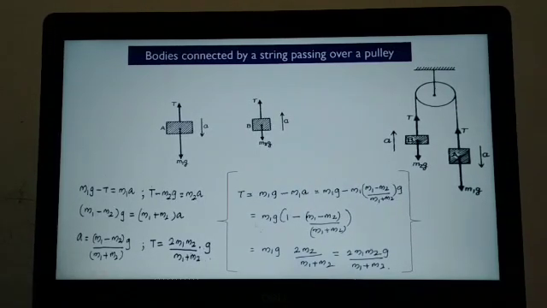Okay, now we have written equation for m1 and m2. These two equations, they are adding, and we are getting these equations as such. So that is the third condition. Body is connected by string passing over a pulley. Okay.